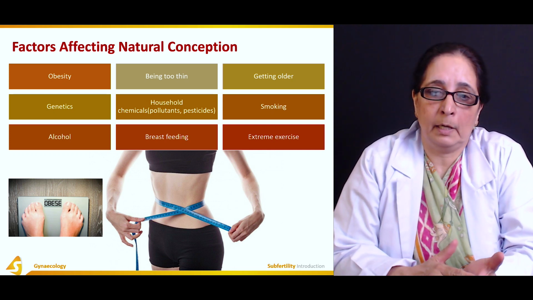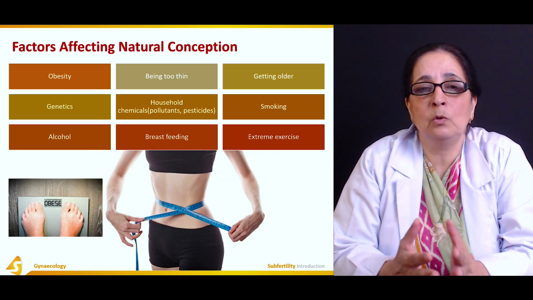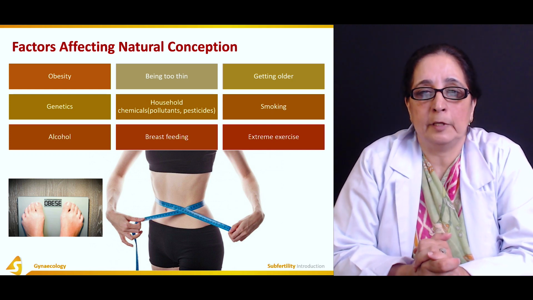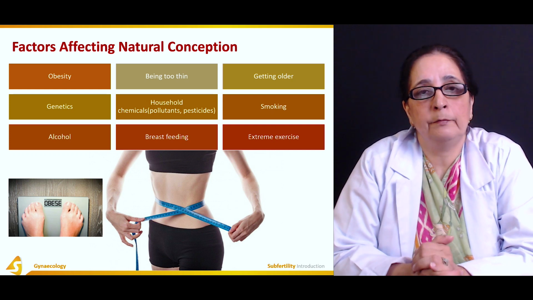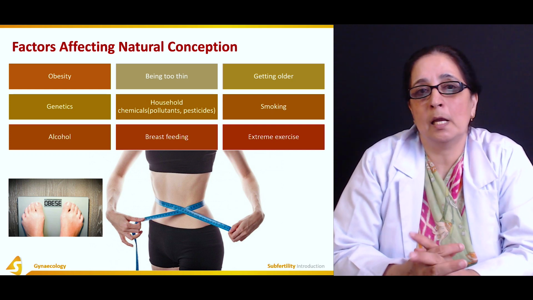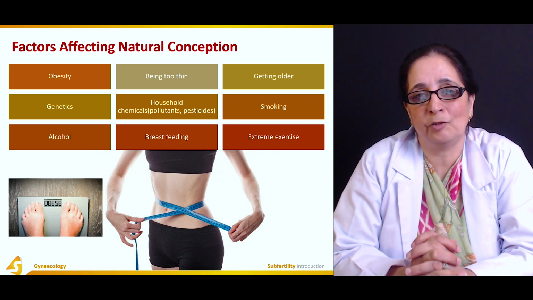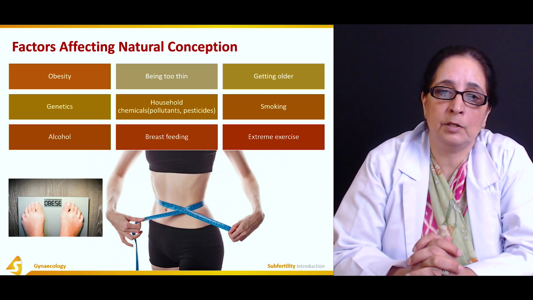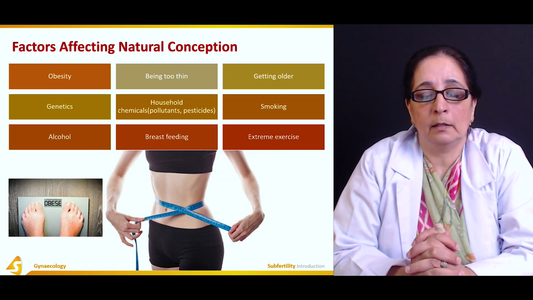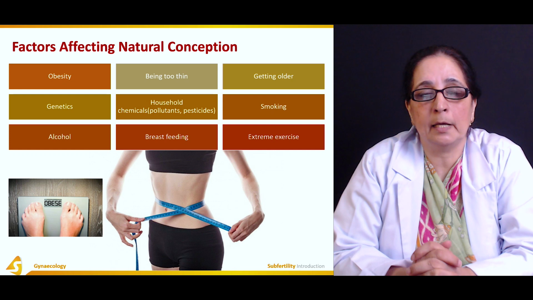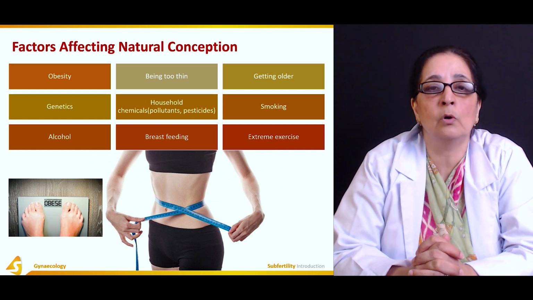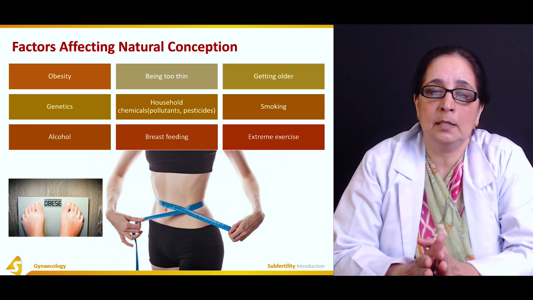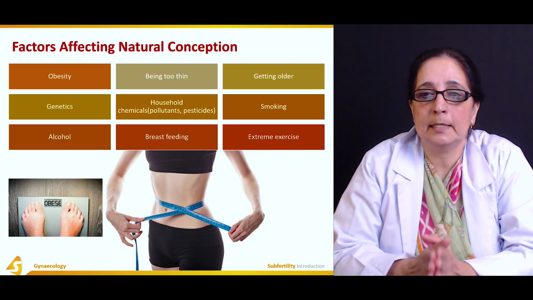Then again, weight in excess or weight too low, being too thin, is a factor that causes infertility. Like in some females, there is a disease known as anorexia nervosa, in which they really try to lose weight, and those patients usually have amenorrhea. They have no regular menstrual cycles, and no menstrual cycles means there is no ovulation. So that affects natural conception too. Being too thin is another factor that affects conception.